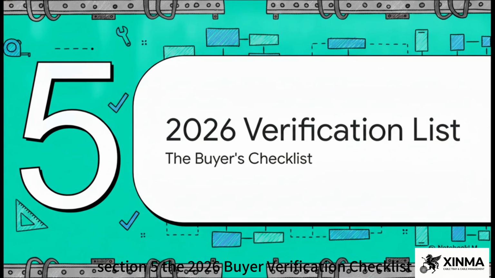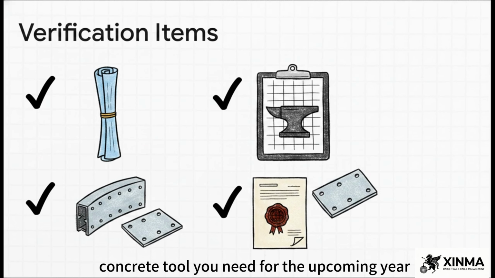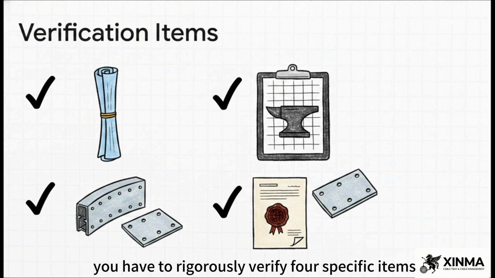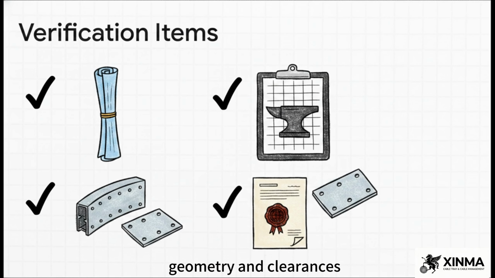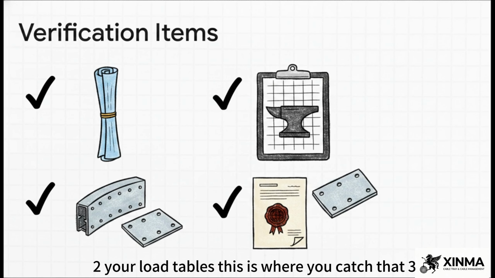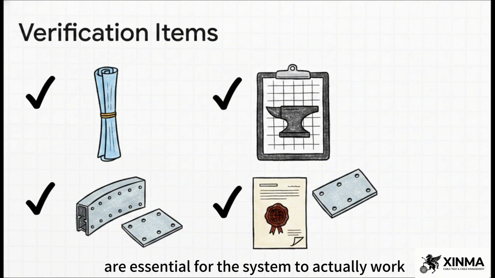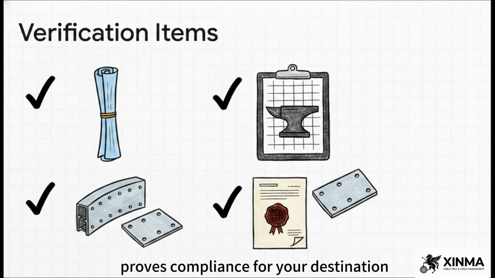Section 5. The 2026 Buyer Verification Checklist. Let's transition to the practical, concrete tool you need for the upcoming year to keep all this straight. Before you sign off on any procurement, you have to rigorously verify 4 specific items. 1. Your drawings must accurately reflect the real-world geometry and clearances we just talked about. 2. Your load tables. This is where you catch that 3.4 deflection multiplier by matching the certified capacity to your intended span. 3. Don't forget your accessories. Fittings, covers, and splices are essential for the system to actually work. And 4. Ensure your export documentation proves compliance for your destination. Do not issue that purchase order until all 4 are verified.